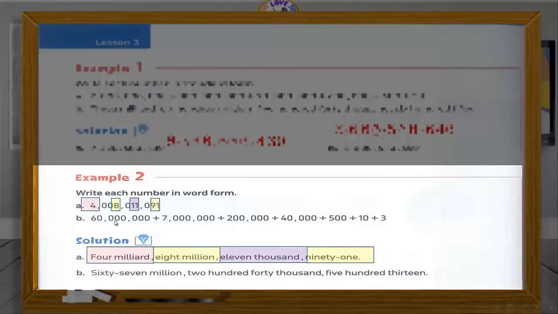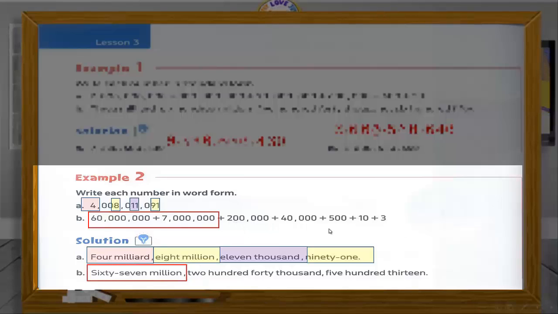Next one, 60 million. You should see if you have another number in million. We have here 7 million. So together is one period. 67 million. Comma, because we finished the first period. Go to next number.